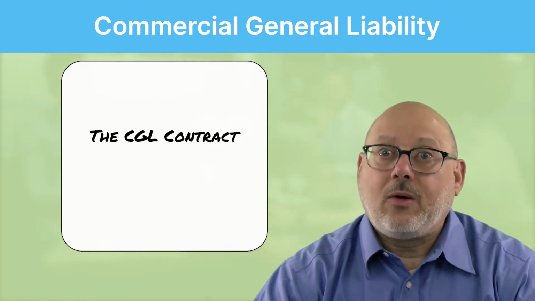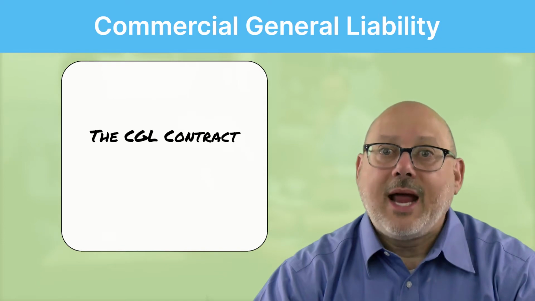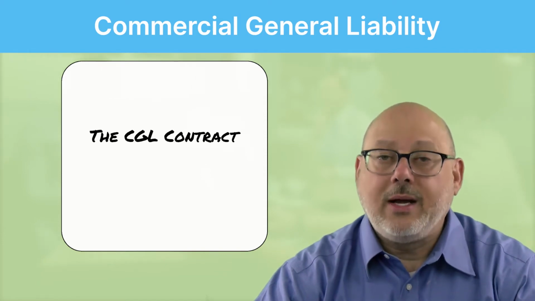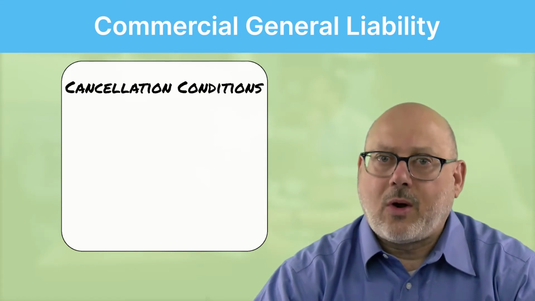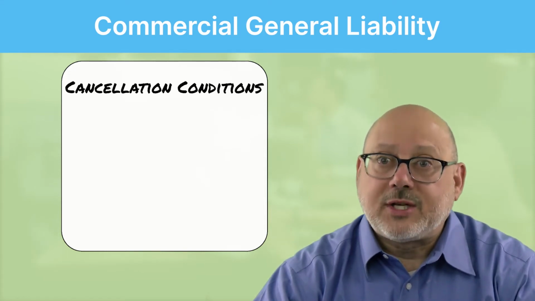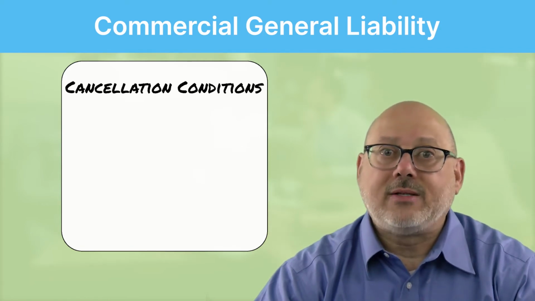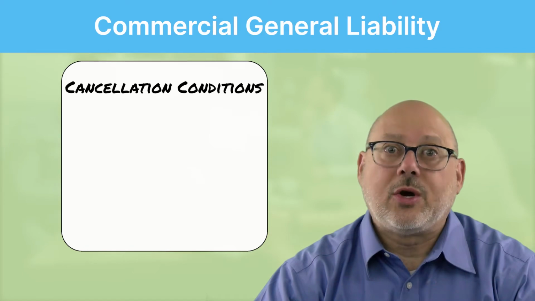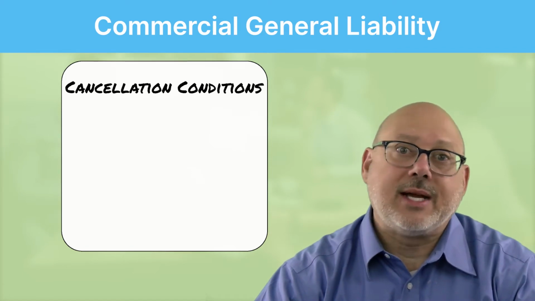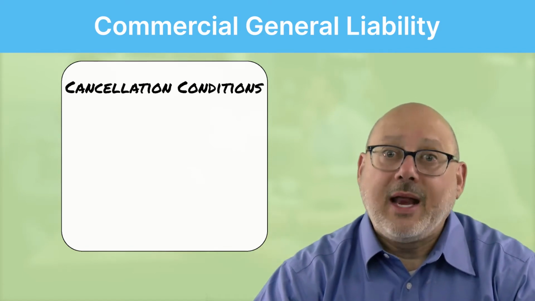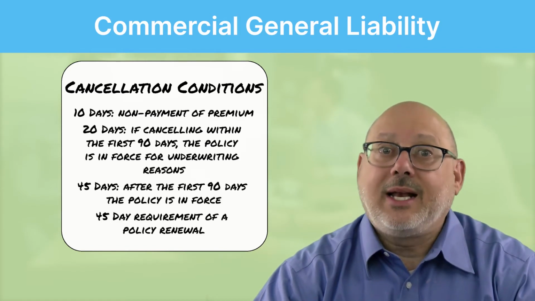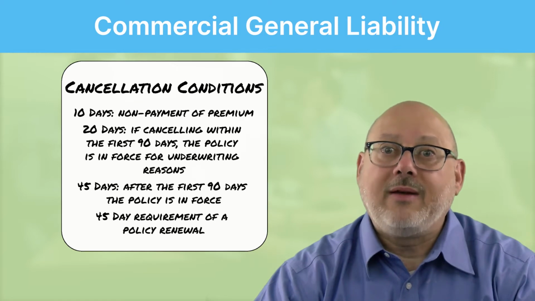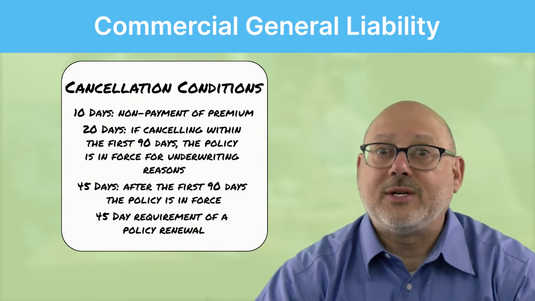The CGL, like other ISO policies, has common policy conditions, including a cancellation condition. Keep in mind, Florida law requires an insurer to state the reasons for a cancellation and to provide a certain number of days of prior notice to allow the insured to remedy any stated circumstance, pay any premium, and if necessary, find a replacement policy. You can see the list to my right looks very much like many of the other policies' cancellation provisions.